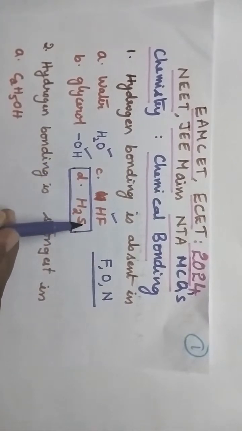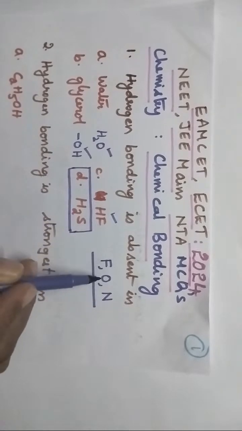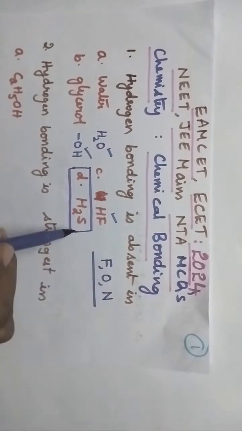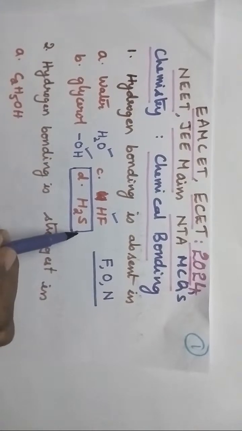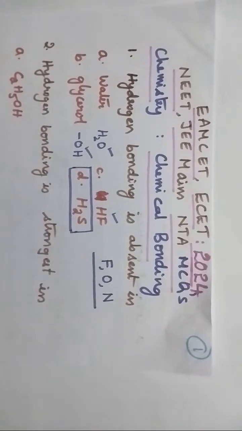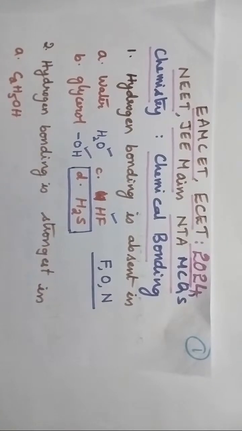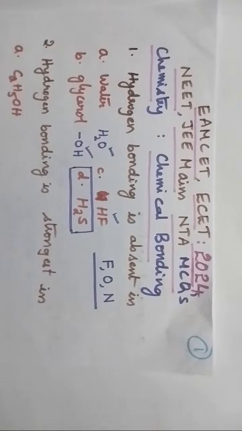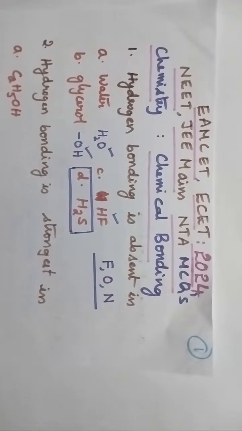Sulfur is less electronegative than fluorine, oxygen and nitrogen. So it is unable to form hydrogen bonding. So what is the right answer? Good morning, Tilak. Option D is the right answer. Clear? So let us move on to the second question.